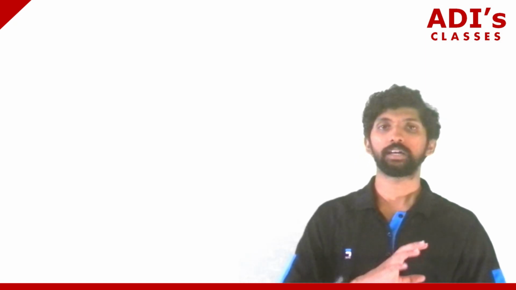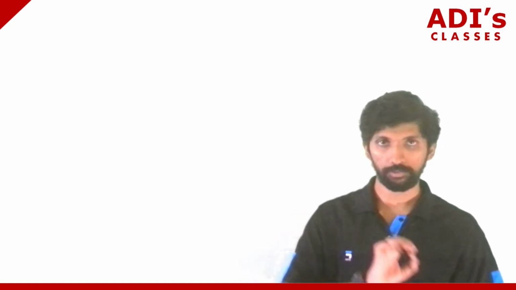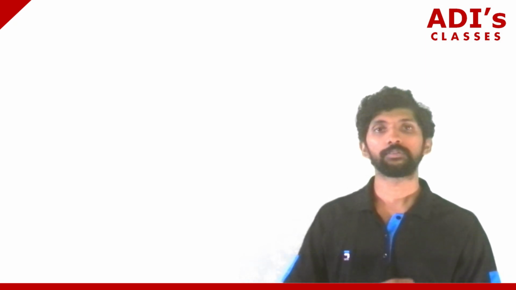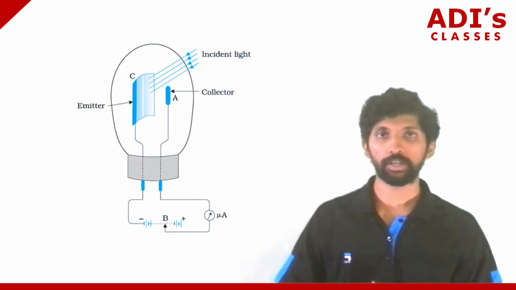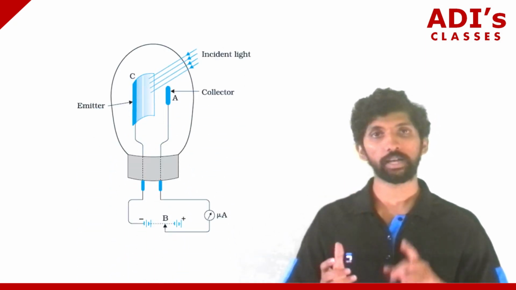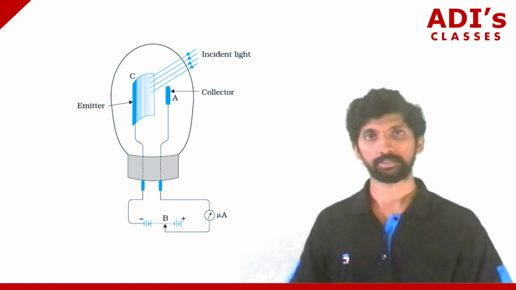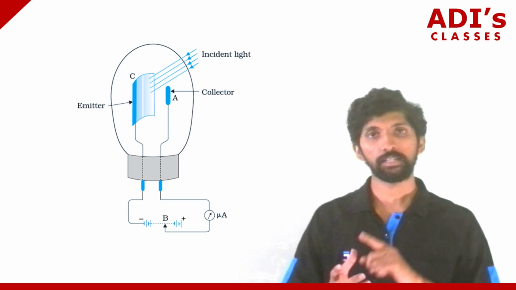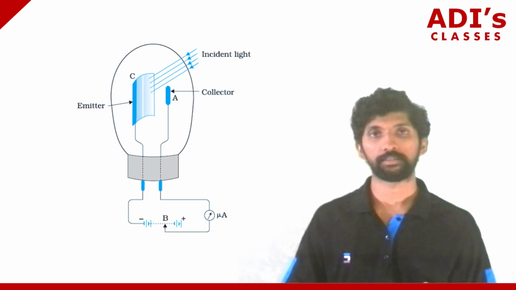Right. Now, if you are talking about the photoemissive cell, it consists of a vacuum tube. In the vacuum tube, you have a cathode and an anode, something like this. Alright, so as light hits the metal surface, the whole circuit will be completed.